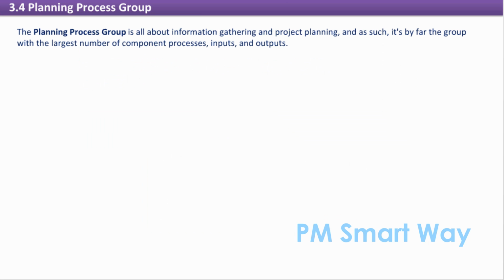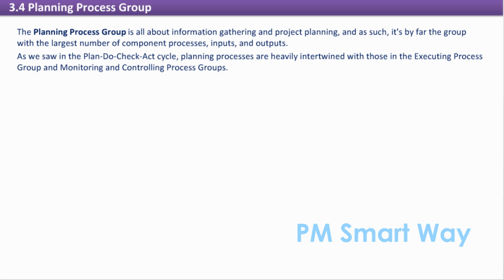Planning Process Group. The Planning Process Group is all about information gathering and project planning, and as such, it's by far the group with the largest number of component processes, inputs, and outputs. As we saw in the Plan, Do, Check, Act cycle, planning processes are heavily intertwined with those in the Executing Process Group and Monitoring and Controlling Process Groups.